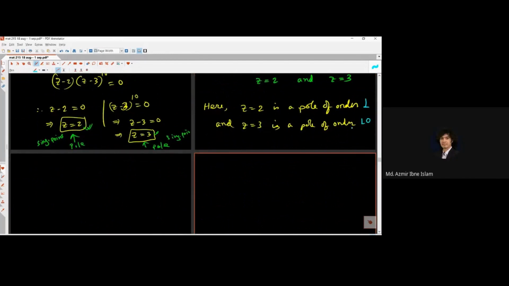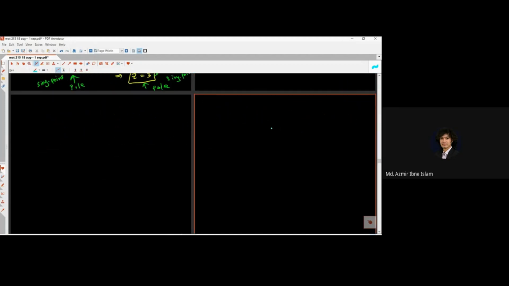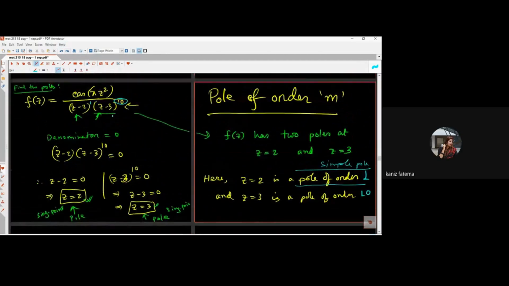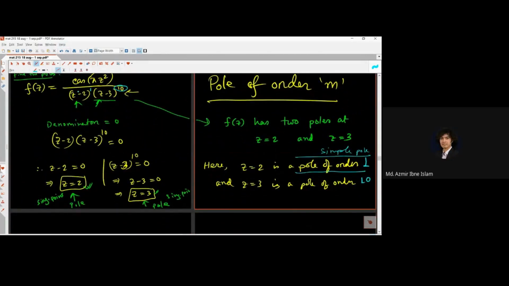So now come to the basic notations. Pole of order 1 has another name that is called simple pole. Let me write again. Pole is the singular point where the function is undefined. Pole can be found from this equation, denominator equal to 0. So this is the way how we can find pole. Now we have to determine what is the order of that pole. But order can be defined by the power of the factor.